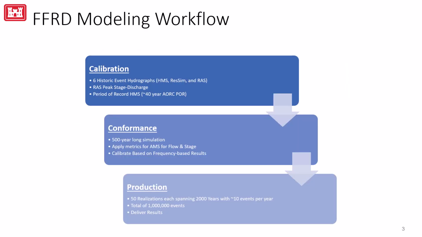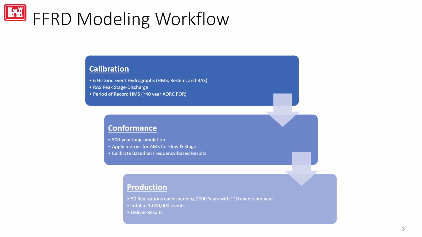Let's talk about the modeling phases that went into this pilot study and all FFRD applications. First up is the calibration phase, which begins after the HMS, ResSim, and RAS models are constructed. Within this phase, 6 historical events are used to calibrate model processes and parameters using observed data. Also, the period of record simulation is computed within this phase in order to generate representative datasets of initial model states. Observed meteorologic data without transposition is used as inputs to the hydrologic model within this phase.